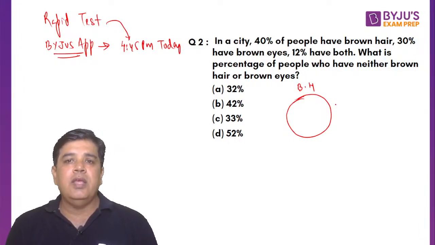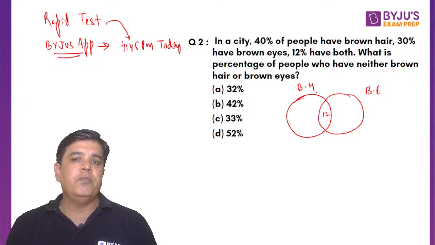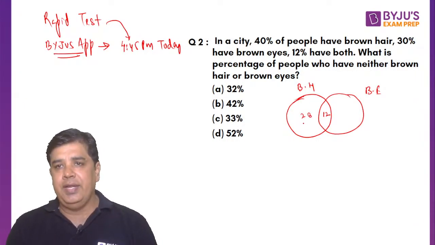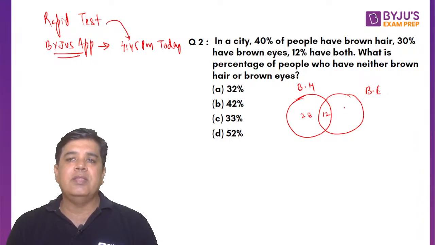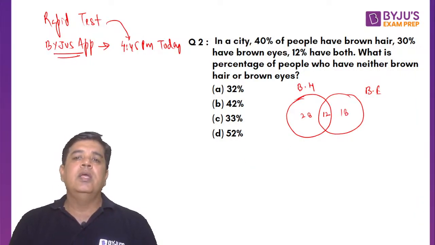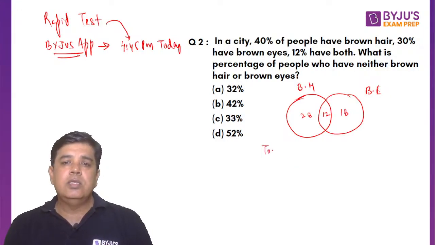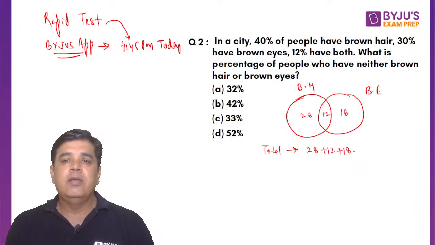So brown hair is 40% and brown eyes is 30%, and 12% is both. So if brown hair is total 40, 12 is already there, we'll write 28, right? And brown eyes is 30, 12 is already there, so we'll write 18. So the total who have brown eyes or brown hair is 28 plus 12, 40, plus 18, that is 58%.